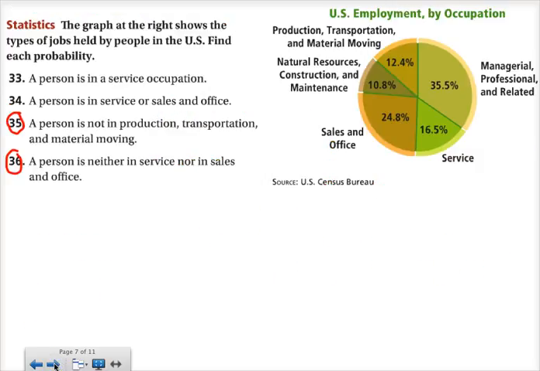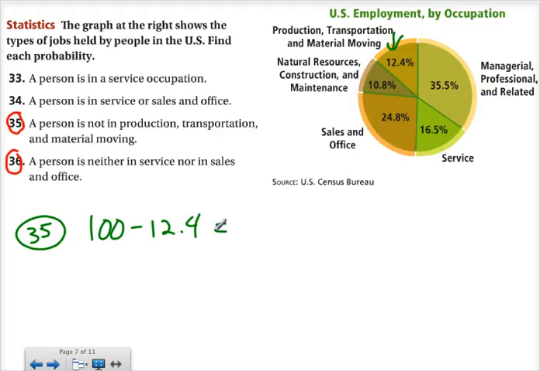For 35 and 36, I like these two problems because they get you thinking about when you have all of something, you have 100%. Number 35 says a person is not in production, transportation, and material moving. So here's production, transportation, and material moving. And what I don't want to have to do is add the 10.8, the 24.8, the 16.5, and the 35.5. I'd rather do this the easy way, which is to say, when you have 100% of something, that counts as 1. So if I take 100% or 1, and I just subtract here, that will get me what I need.